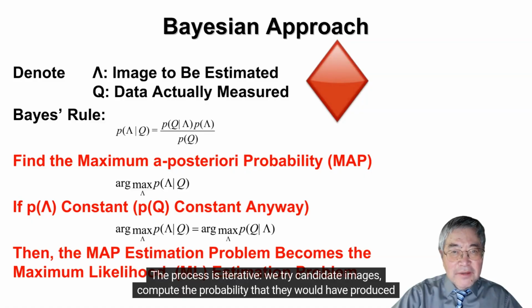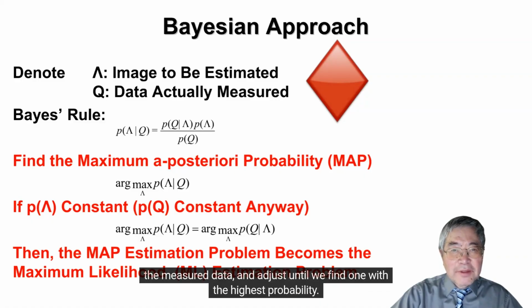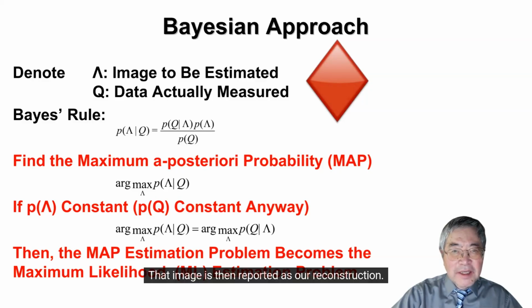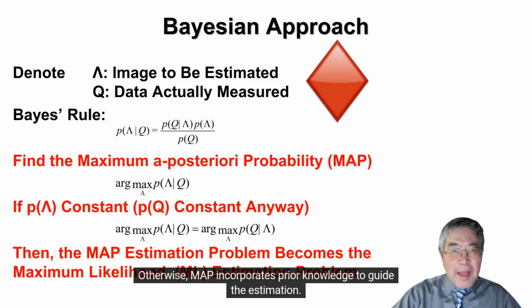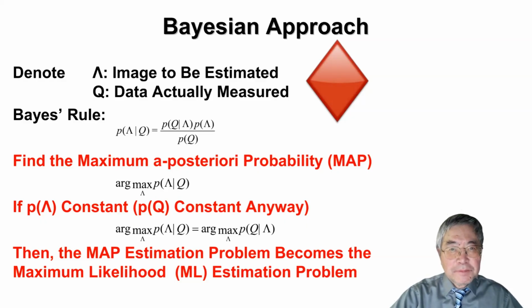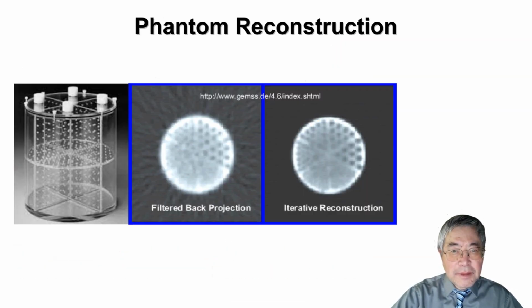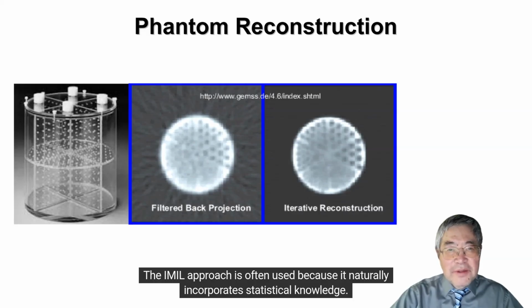The process is iterative. We try candidate images, compute the probability that they would have produced the measured data, and adjust until we find one with the highest probability. That image is then reported as our reconstruction. In summary, if the prior distribution is non-informative, MAP and ML give the same result. Otherwise, MAP incorporates prior knowledge to guide the estimation. The ML approach is often used because it naturally incorporates statistical knowledge.